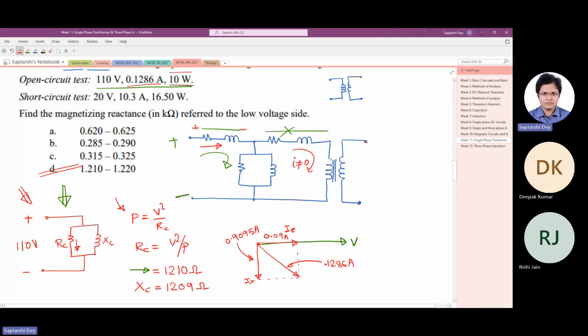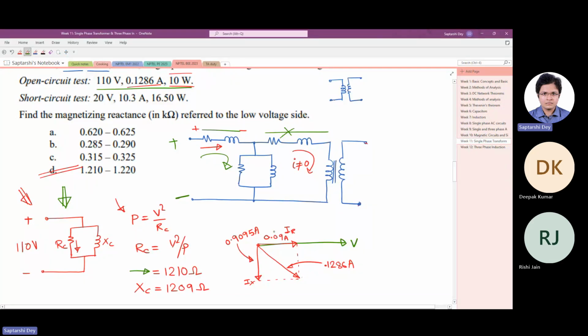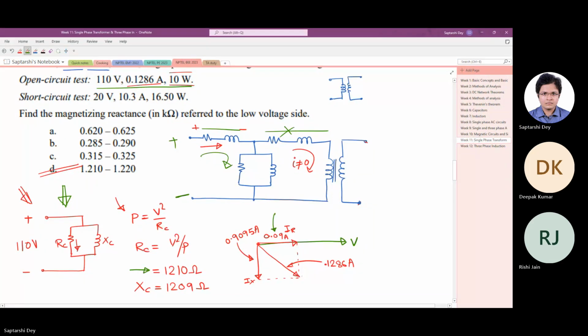Okay, now you know the voltage across RC, you know the value of RC, so you know the current through the resistor, right? Current through the resistor. By doing KCL, we can find... Do you need to do KCL to find the current in RC? No, sir, KVL, KVL. Okay. Can you find out the current through RC?